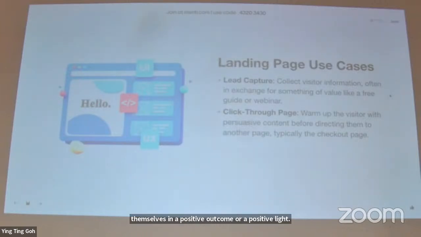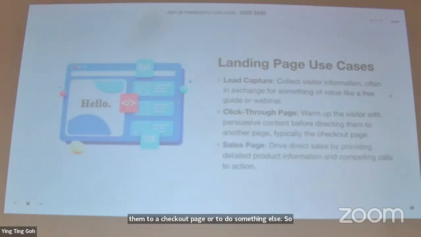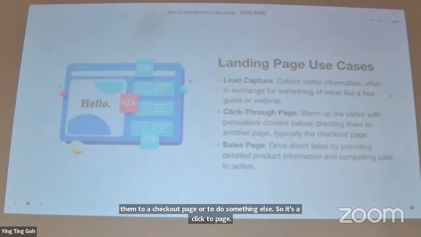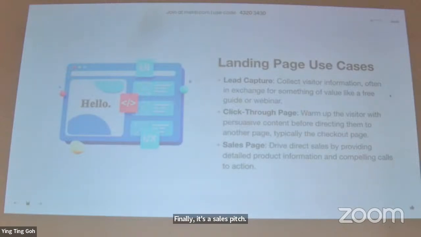So this is a landing page, and then you can direct them to a checkout page or to do something else. So it's a click-through page. Finally, it's a sales page. Not that different, it's just that the functionality is a little different, right? On a sales page, you're directly trying to get a sales lead, versus a click-through page, which is often a self-serve type of thing.